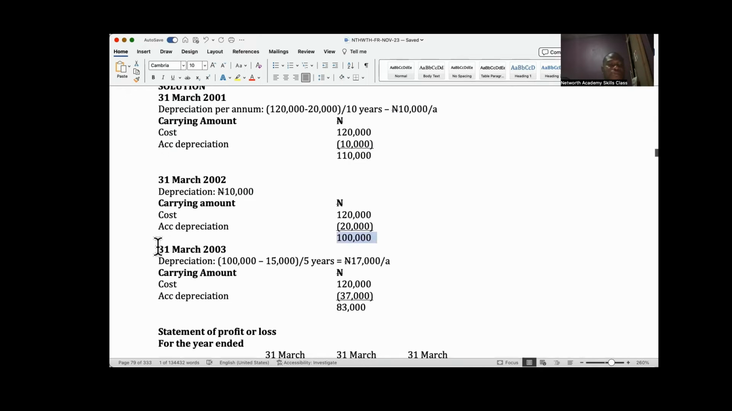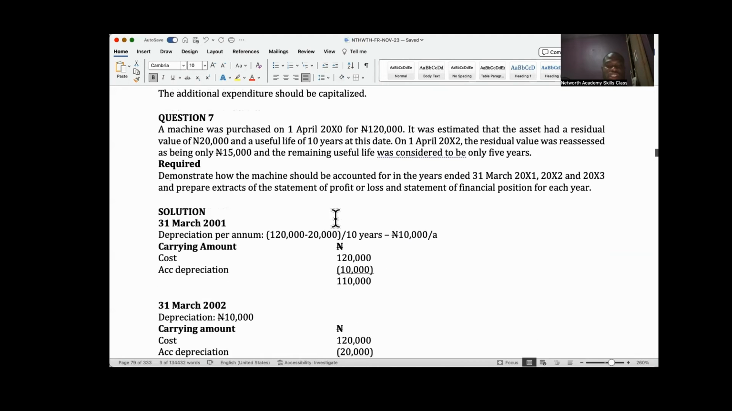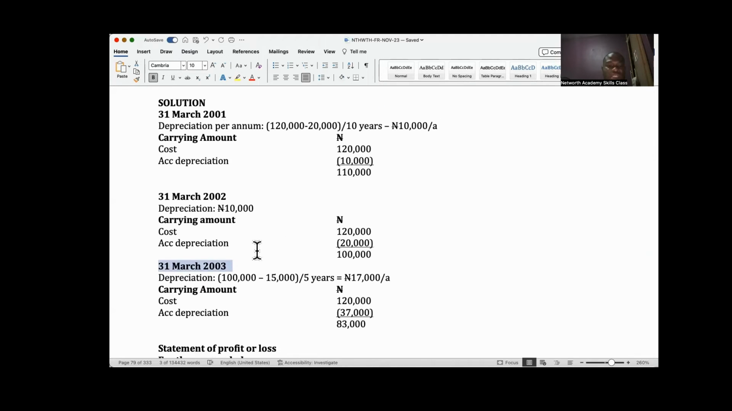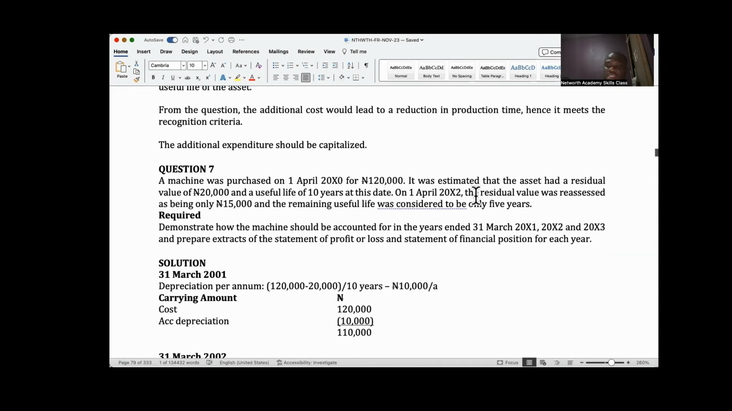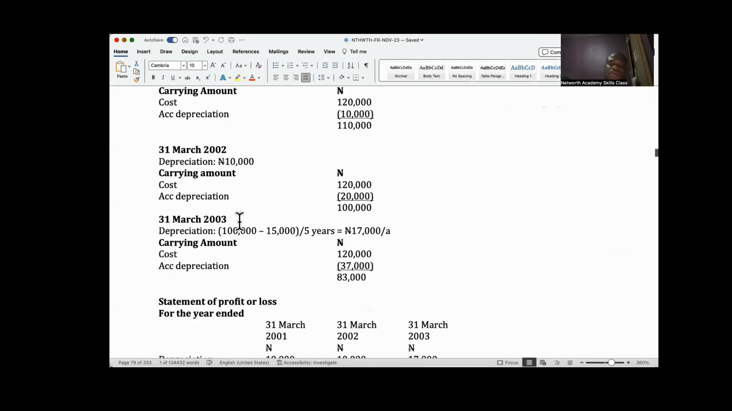In year 3 now, things have changed. There was a change in residual value, and a change in useful life. Whenever we have that, I've told you already that depreciation will be the carrying amount over the remaining useful life. The carrying amount before this date was 100,000. That was why we had 100,000 here, minus the reassessed residual value, which is 15,000. So we remove it.